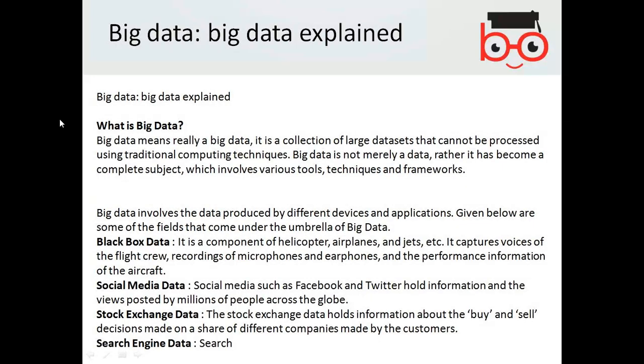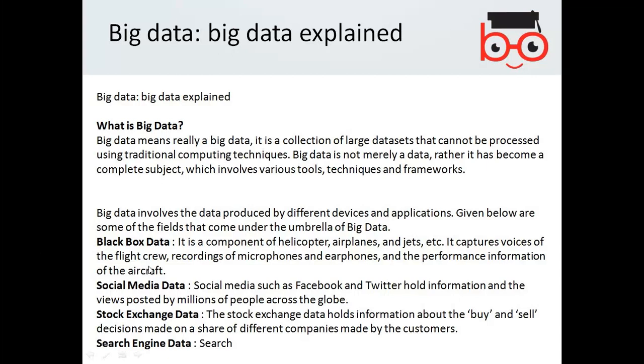Now we come to big data. Big data means a very big collection of large data sets that cannot be processed using traditional computing techniques. Big data is not merely data; it becomes a complete subject which involves various tools, techniques, and frameworks. We can say that anything which is beyond the databases is basically big data. Big data involves the data produced by different devices and applications. Given below are some of the fields that come under the umbrella of big data.